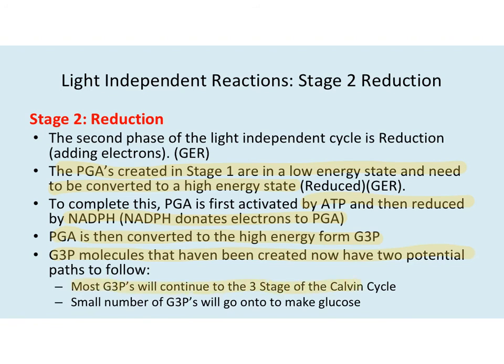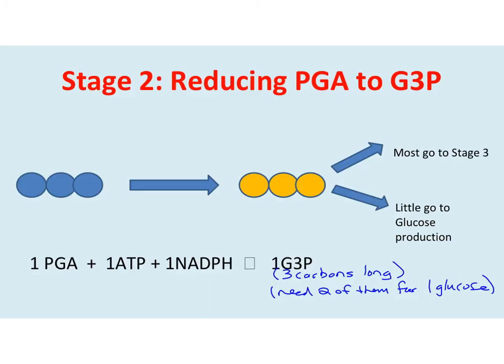Most of the G3Ps will not leave and will just go on in the Calvin cycle, never actually making glucose, just going back and then going through the cycle again. But a small number will go off and actually make glucose. So to clarify, we started with CO2. Then we added RuBP. It turned into PGAs. Then PGAs get a bunch of energy, and when they get a bunch of energy, they turn into G3Ps. And once you have G3Ps, some will make glucose.